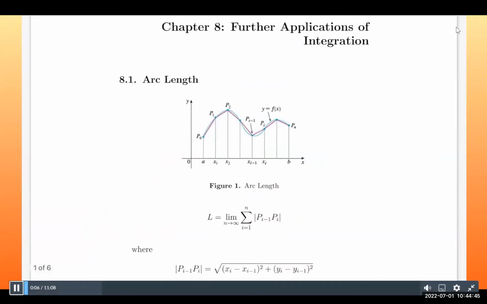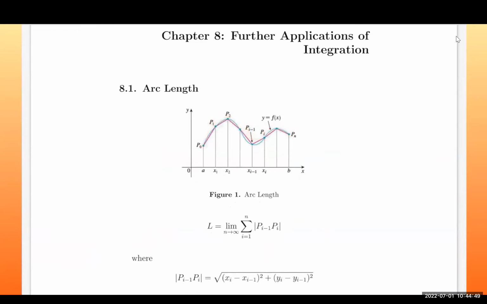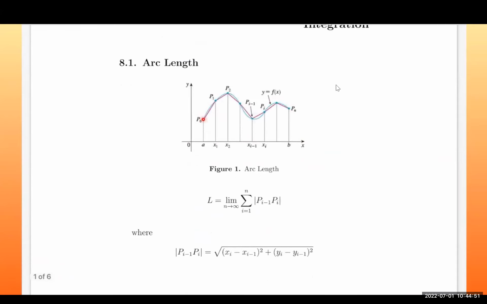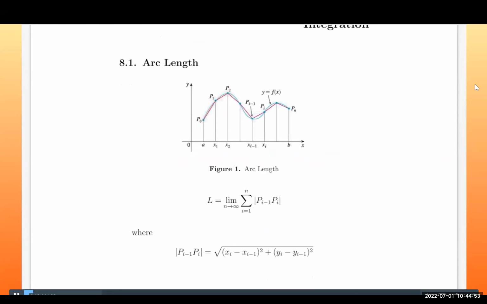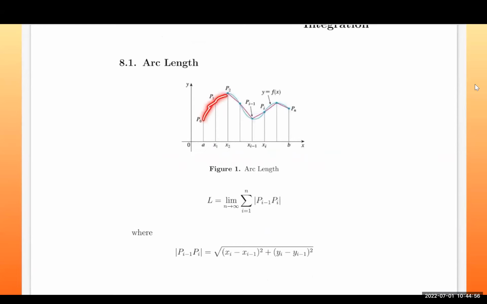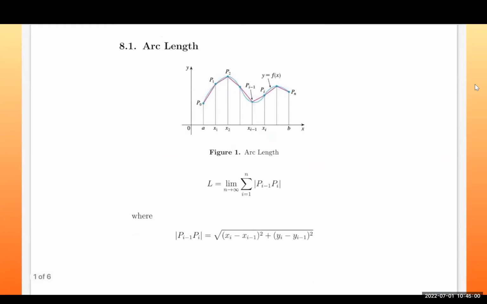This is section 8.1 on arc length. What we're looking to do is find the length of this curve, but we don't know how to find lengths of curves. We only know how to find lengths of segments. So we're going to break the curve into small partitions or small segments and add them all up.